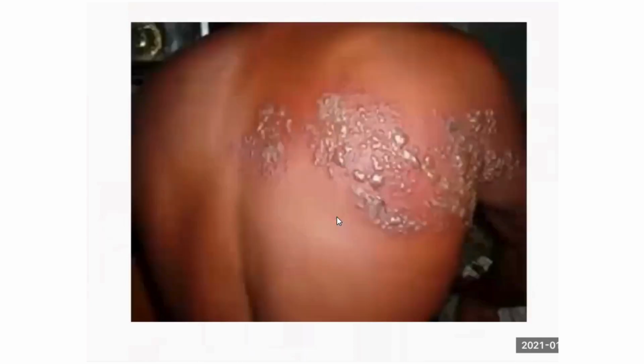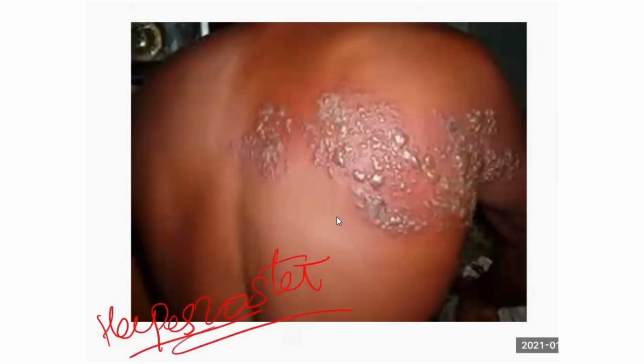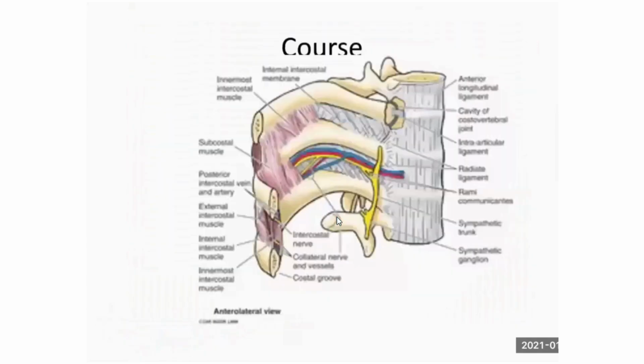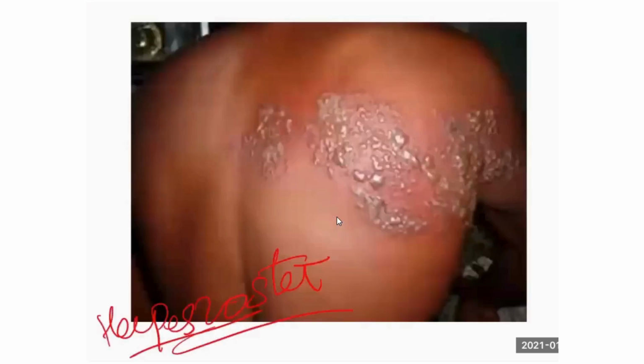Have you heard of herpes zoster? This is herpes zoster. Why does it occur? It occurs in the ganglia, right? These are the ganglia present on the course of the intercostal nerve, and the virus will be lodged on the course of the intercostal nerve. So the pattern is very similar, right? The nerve is here, the spinal cord is present. The nerve comes from posterior to anterior. It follows the course of the nerve. That is very typical. That is herpes zoster.